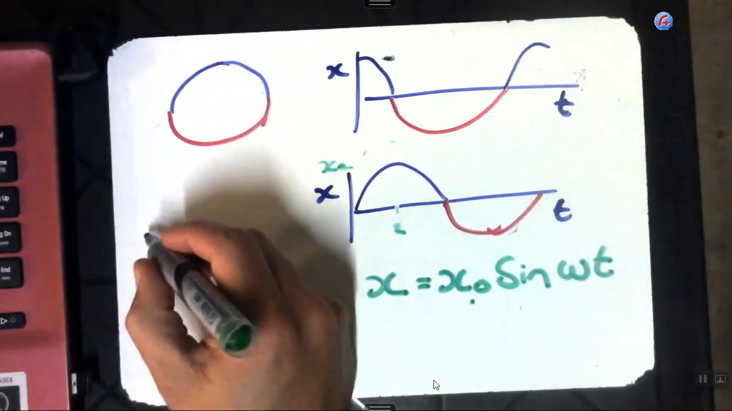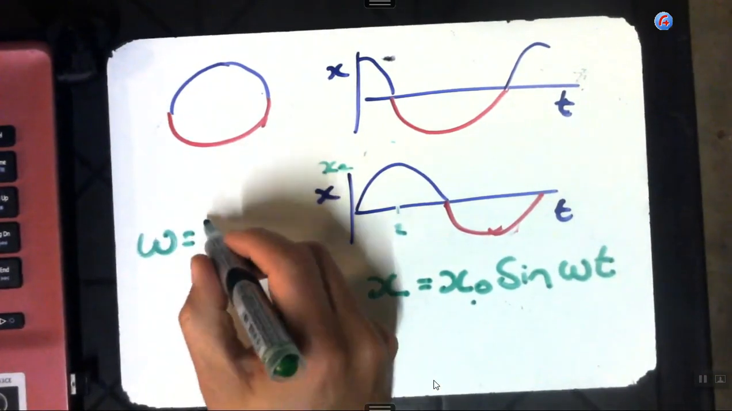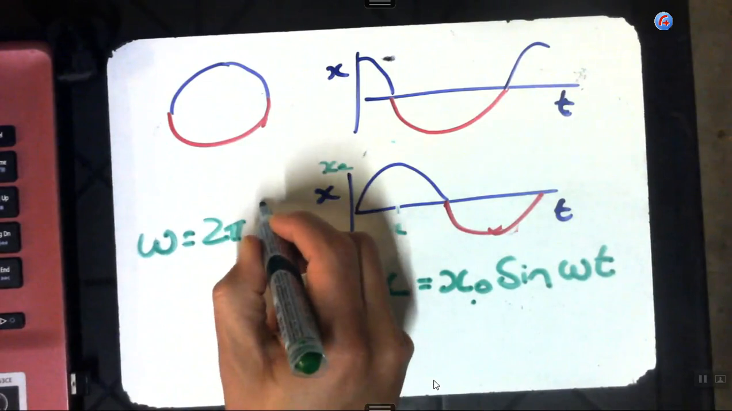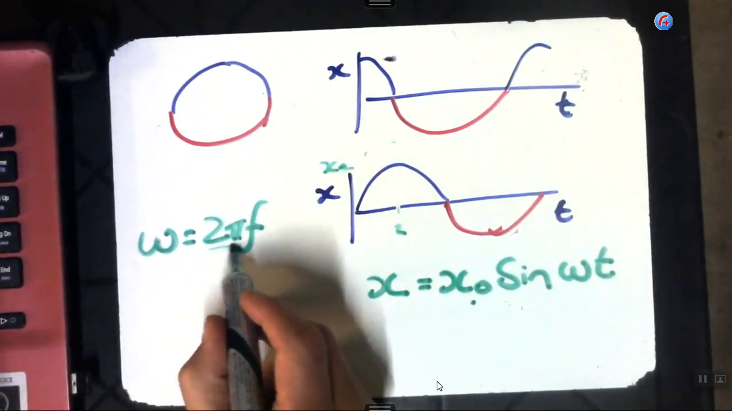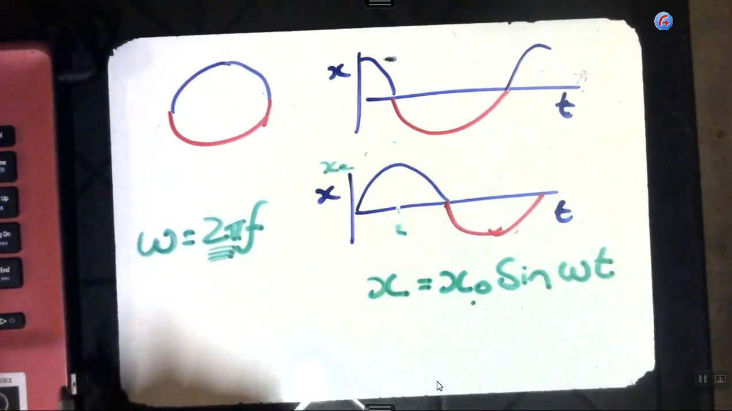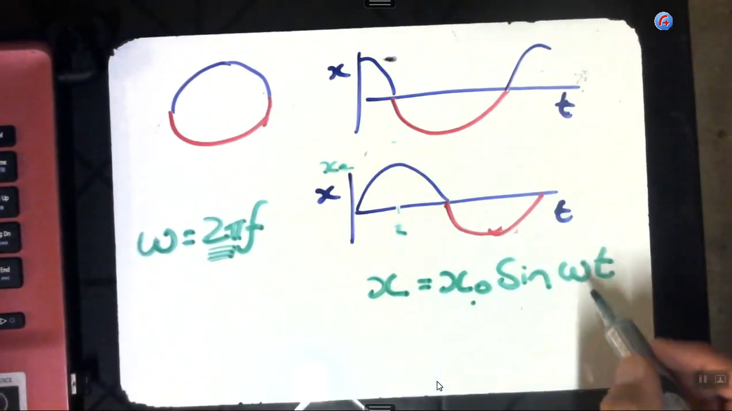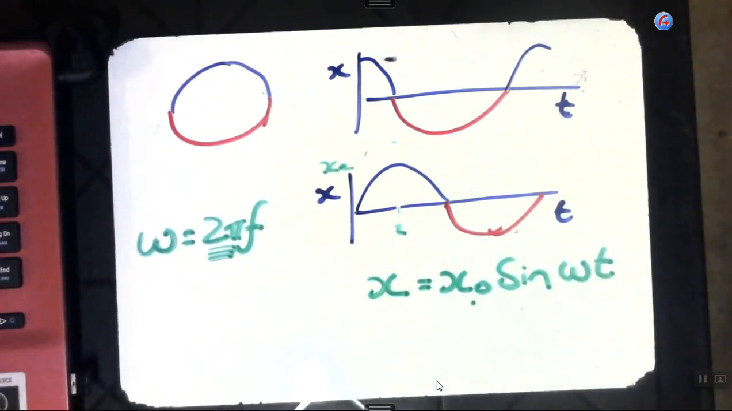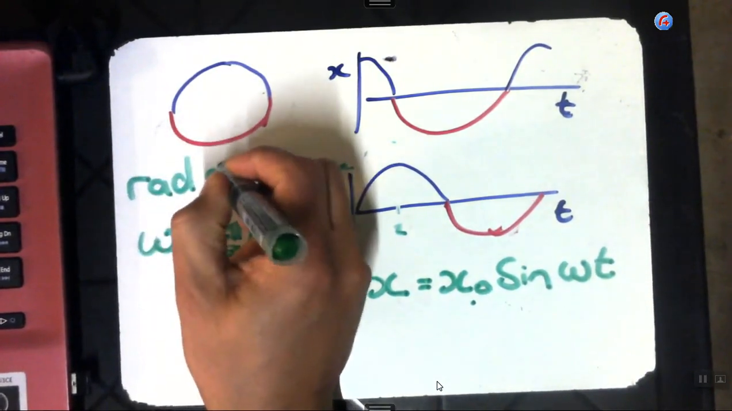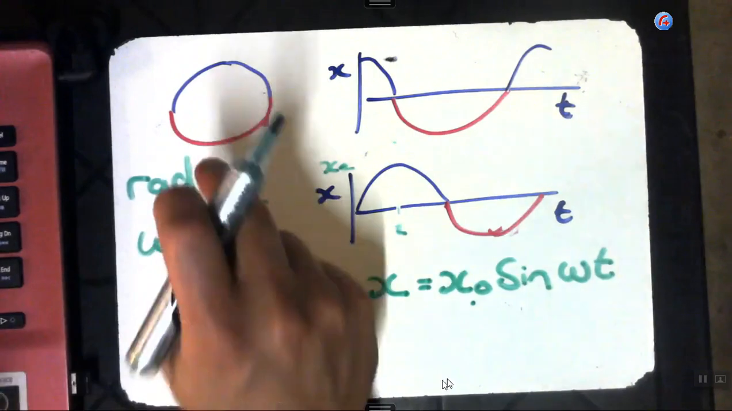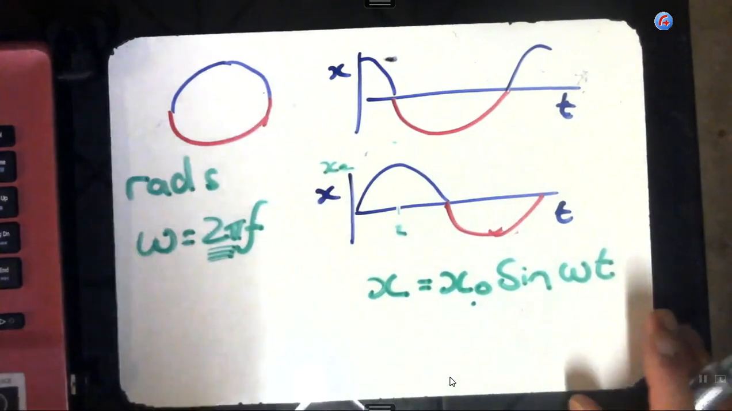Now please note we said that the angular frequency is 2 pi times the frequency. Since we're working with 2 pi, we're working with radians. So the angular frequency is in terms of radians. So therefore you must put your calculator in rads, otherwise your calculations will be wrong.